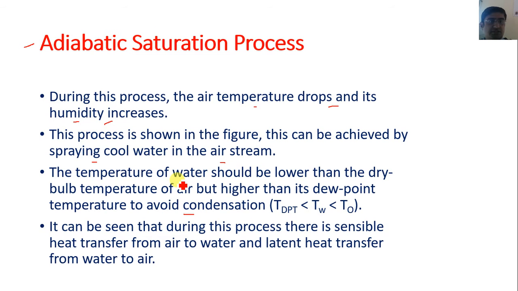So the temperature of water should be lower than the dry bulb temperature of air, but higher than the dew point temperature to avoid condensation. If this happens, then we cannot humidify the air, as the value of moisture gets decreased. So we must avoid this condensation in the adiabatic saturation process.